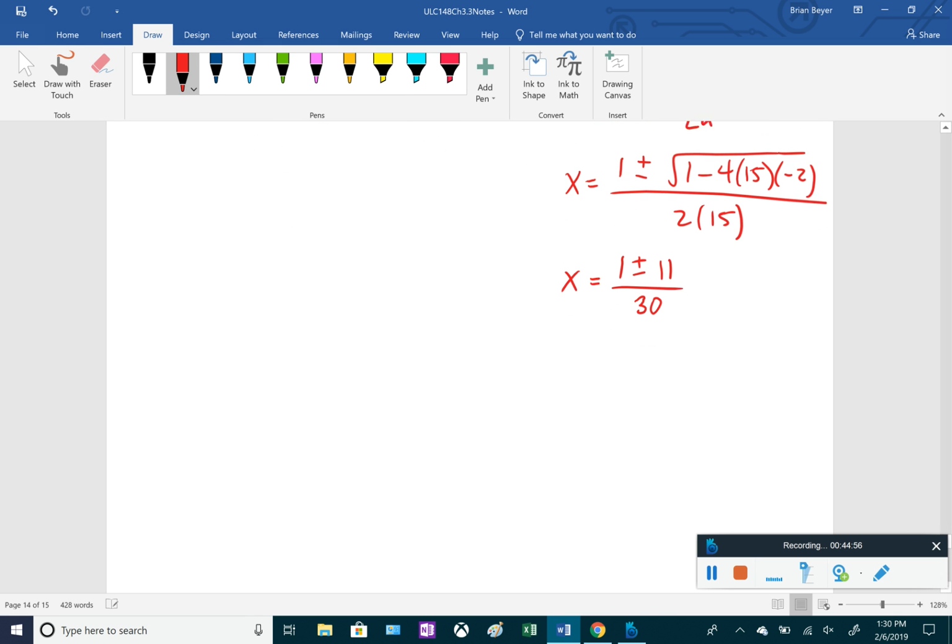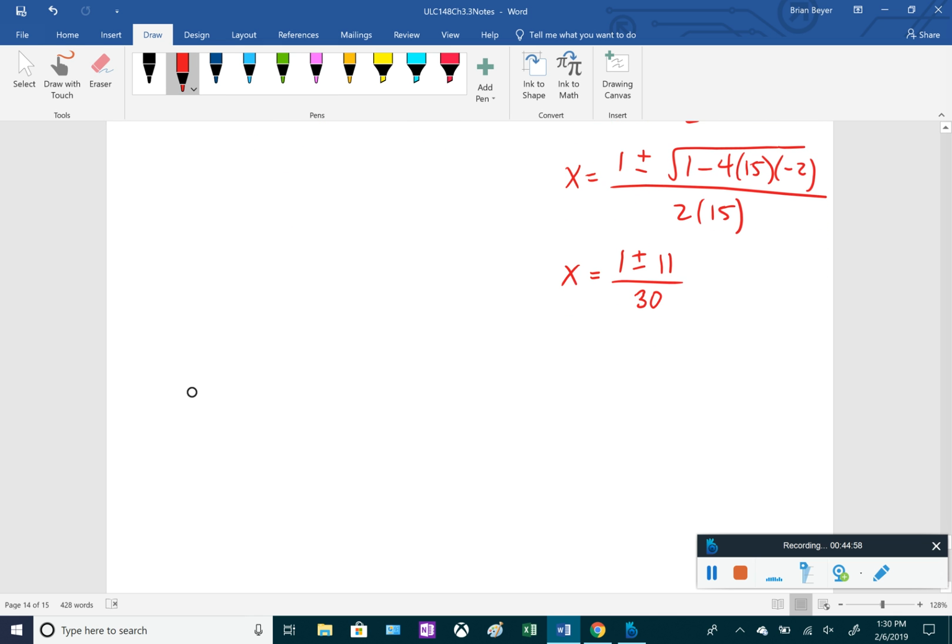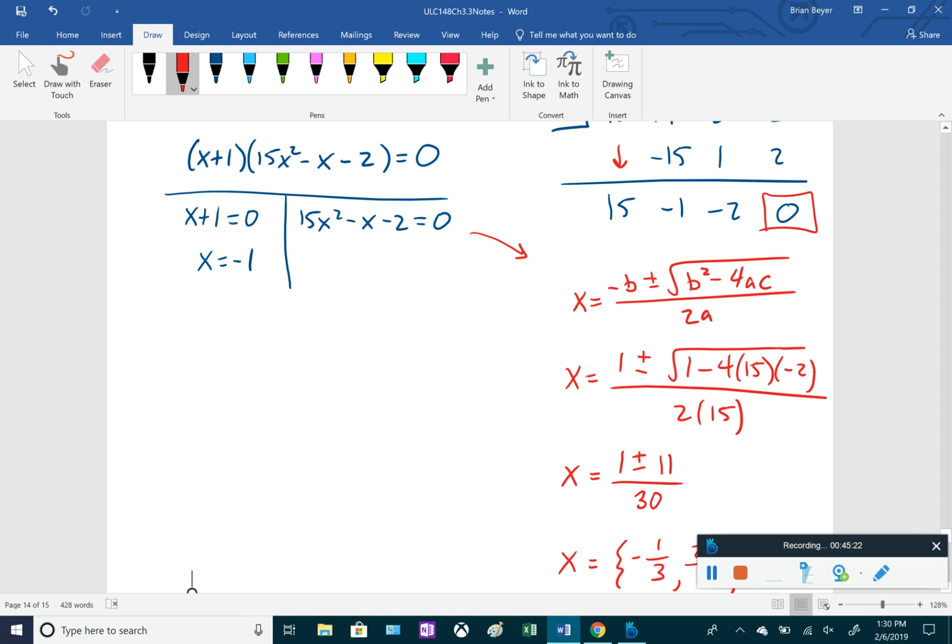So what that means is we're going to do 1 plus 11 divided by 30 and 1 minus 11 over 30. This is going to give us negative 1/3 if we simplify it, and 2/5. So 1 minus 11 is negative 10. Negative 10 over 30 is negative 1/3. 1 plus 11 is 12. 12 divided by 30 ends up being 2/5. So that's actually going to be our solution set. I'll write these answers again right here, though.